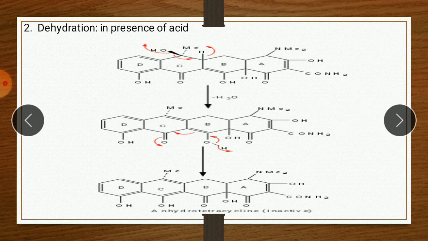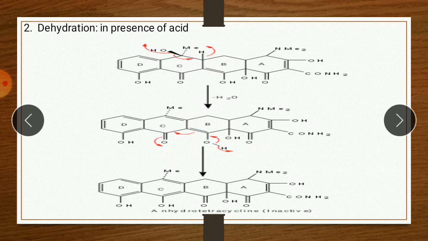We just follow the arrows for the mechanism. This is the 6th position, which contains the hydroxyl group. This hydroxyl group is removed, the bond shifts and becomes a double bond, and this hydrogen is removed, so there is total removal of a water molecule. Then again hydrogen is removed, this bond shifts here, this double bond shifts here, it becomes O minus, and then hydrogen attaches here and it becomes OH. So the final product is anhydrotetracycline, which is an inactive compound.